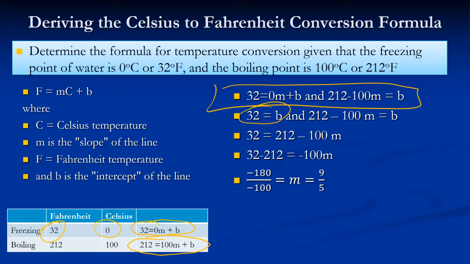So remember, 180 divided by 100, well, we can simplify that. 2 times 9 goes into 18, so 2 times 90 must go into 180, and 100 divided by that should be 5 as well. So we can have our formula that the Fahrenheit equals 9/5 of a degree of Celsius plus 32. So we've got a formula to convert there.